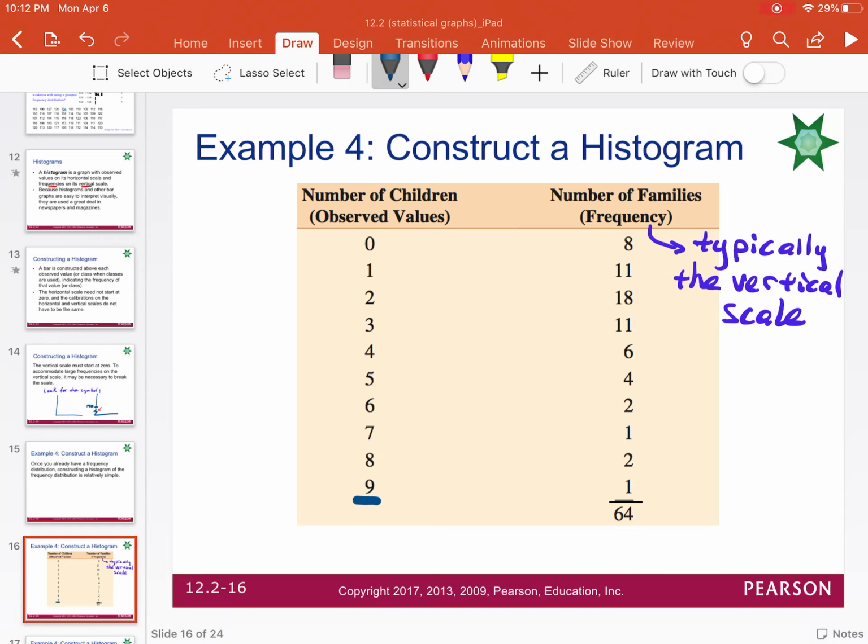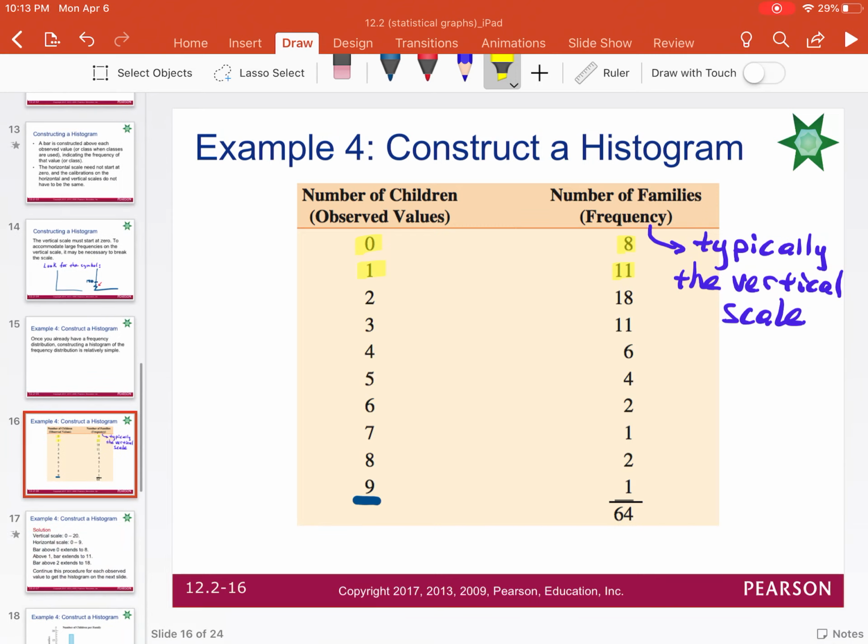I don't know how they did this. Maybe they had a walk-around person, kind of surveying, right? Hey, can you answer a few questions for me? Maybe at the mall or something. So you had eight families that had no children, 11 families that had 1 child. So we already have the frequencies here, right? We just want to put a picture to this.